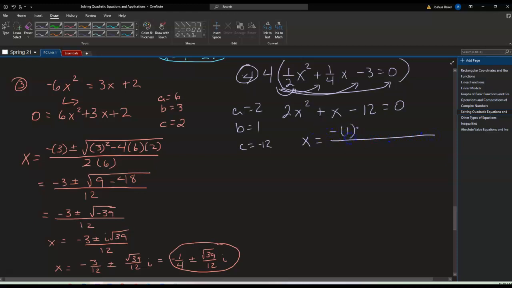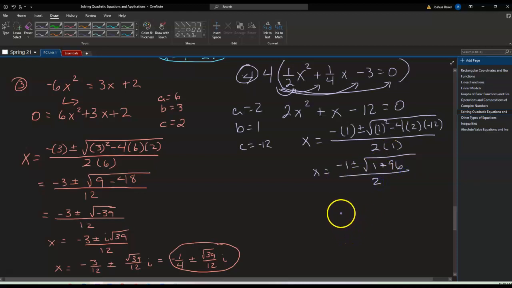So the negative of b plus and minus the square root of b squared minus 4 times a times c, all over 2 times a. All right? So the opposite of 1 is a negative 1. If I square 1, I get 1. Negative 4 times 2 is a negative 8. And negative 8 times negative 12 is a positive 96. And then in the denominator, 2 times 1 is 2.